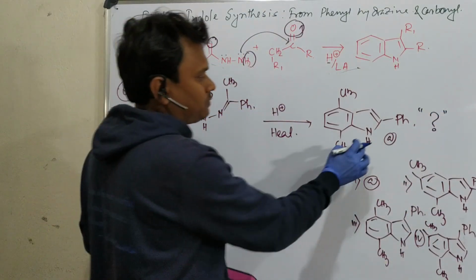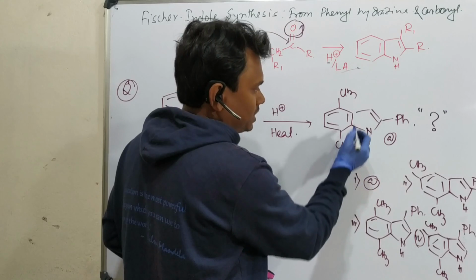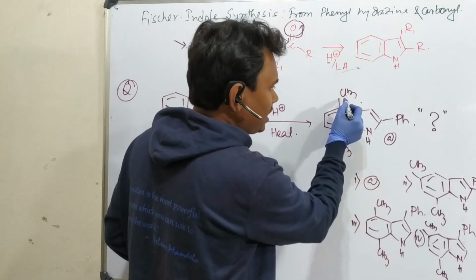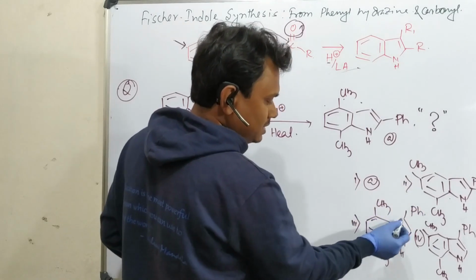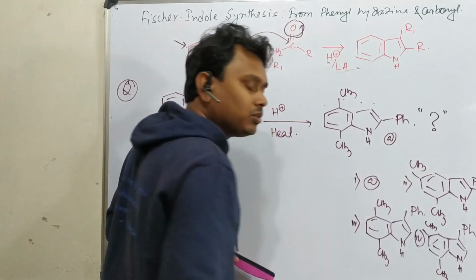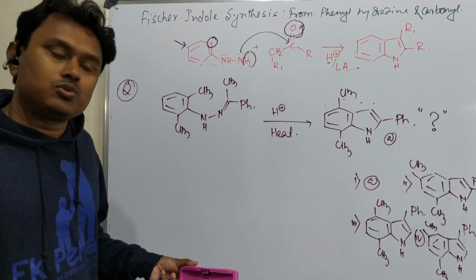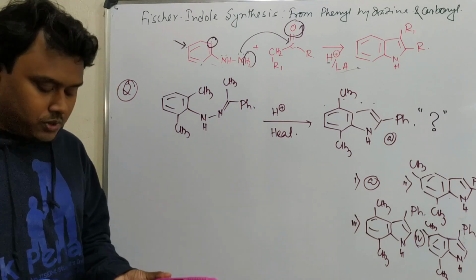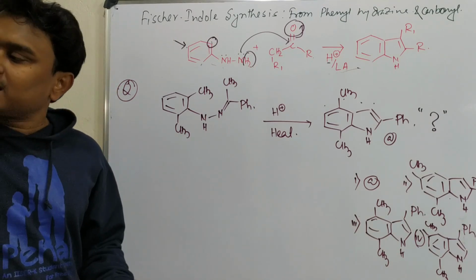And four options are given. For example, the first option A is this product. The second is this product, C, where the methyl position is different. The third is where the phenyl position is different. And the fourth is where both phenyl and methyl are different. So one MCQ could be constructed very easily with these options. I have given this because it may be helpful for your CSIR NET exam.